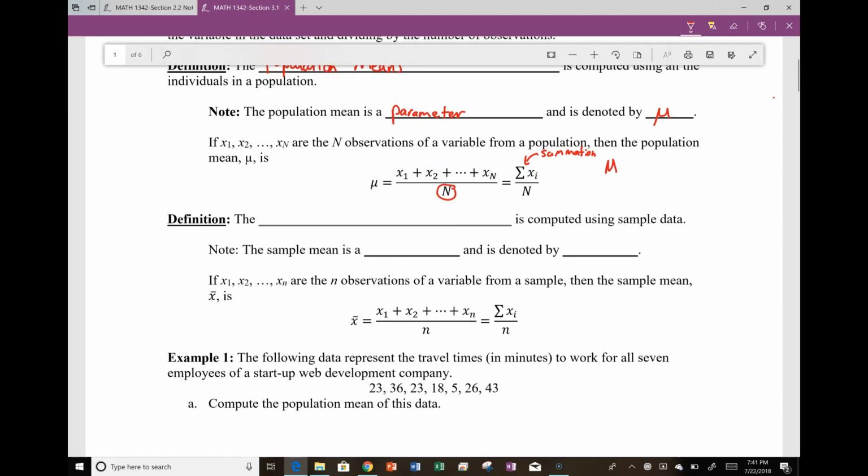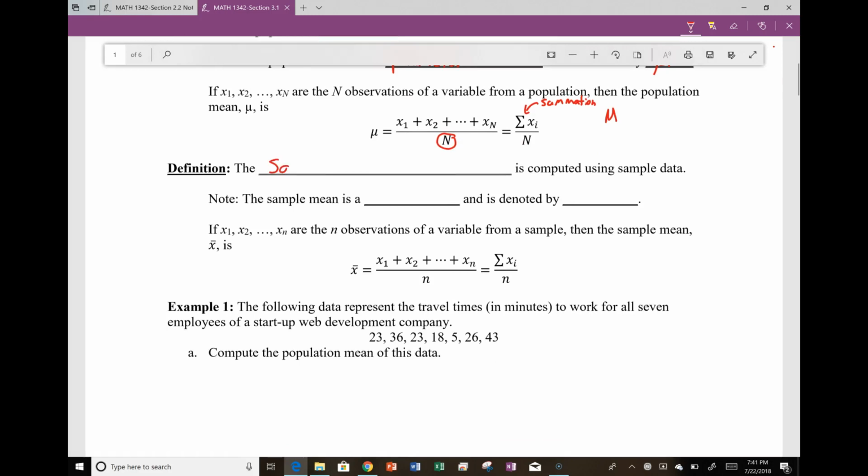The sample mean is calculated the exact same. We just have a little bit of different notation to it. It's still calculated adding all the data values up and dividing by how many you have in the sample. This is a statistic because it is from a sample. Remember that a parameter is from a population, a statistic is from a sample. The sample mean is denoted by an X with a bar across the top. That's called X bar. So X bar is the notation for a sample mean.